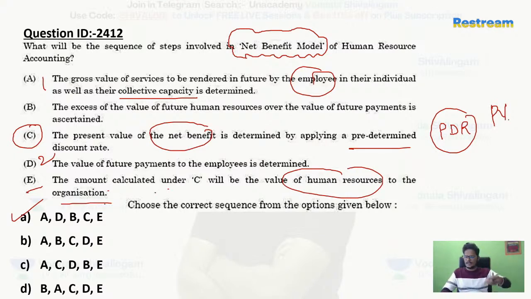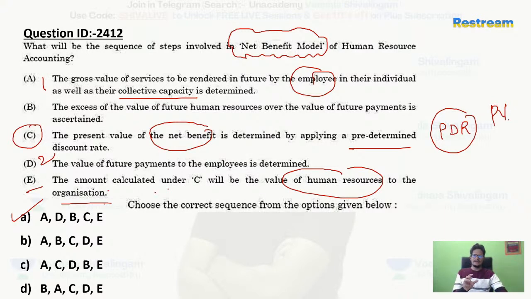Net benefit is what the company is getting. They estimate the future services to be taken from that employee and what payments we are going to make. The difference between what the company is getting and what the company is forgoing for that employee is the net payment. If you are making excess payment or less payment relative to the service received, the two will decide either a positive or a negative, a favorable or unfavorable variance will arise.